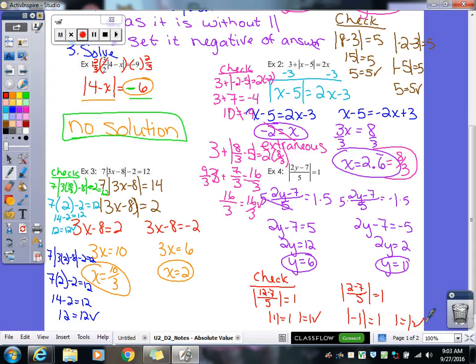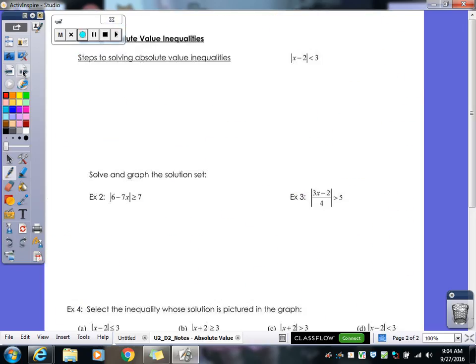Lots of work on these ones, I understand that, but this is how we solve them. So sometimes we'll get no solution if it's equal to a negative, like this one was. Sometimes you'll get 2 solutions. Sometimes you have to reject one of your solutions. It's all like the stuff we've been doing before. Let's take a look on the back.